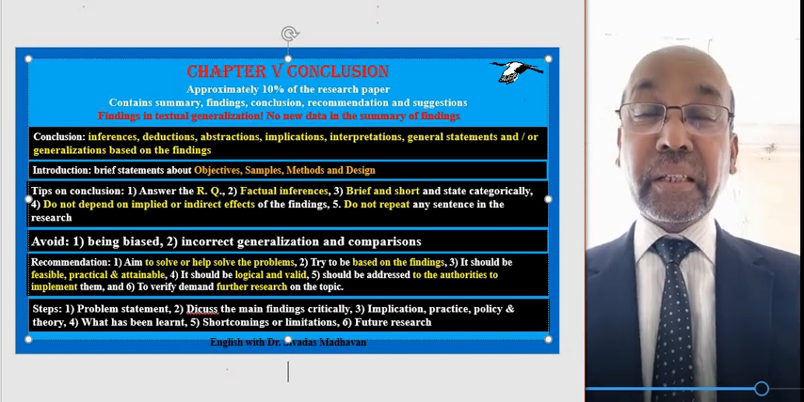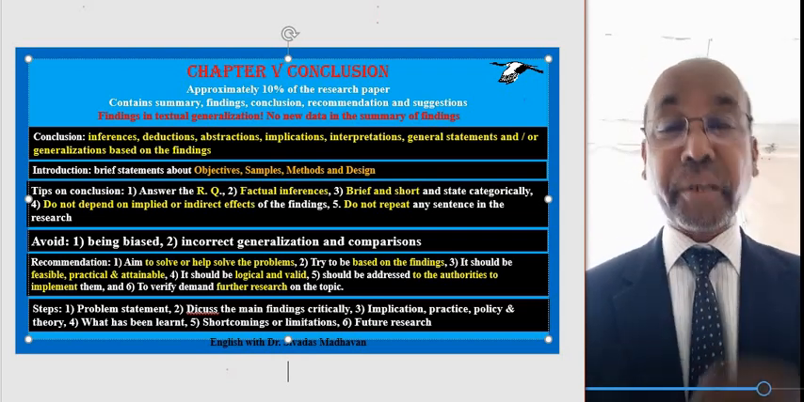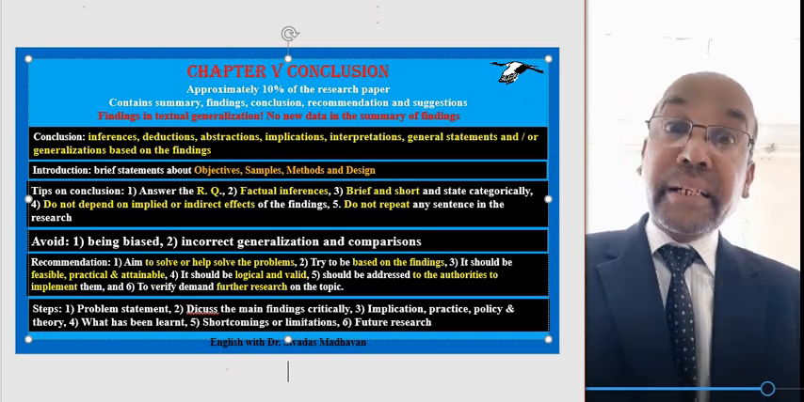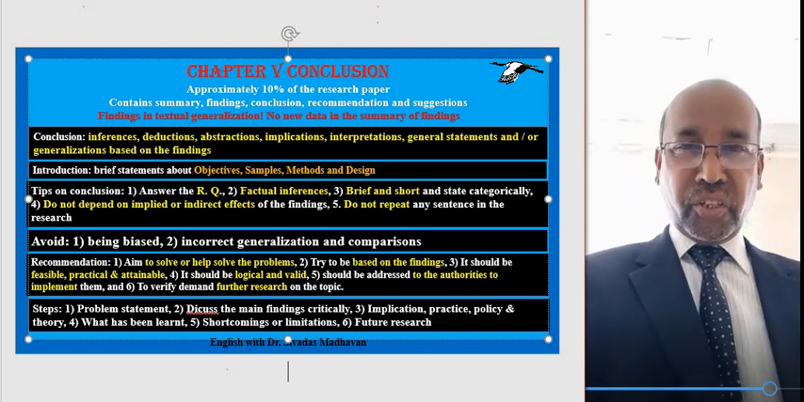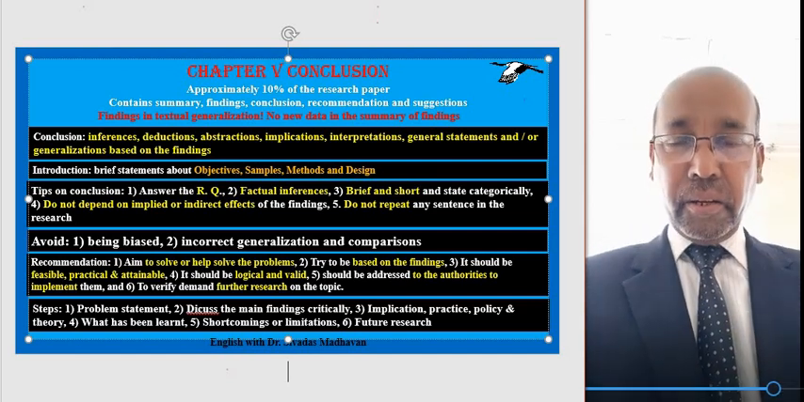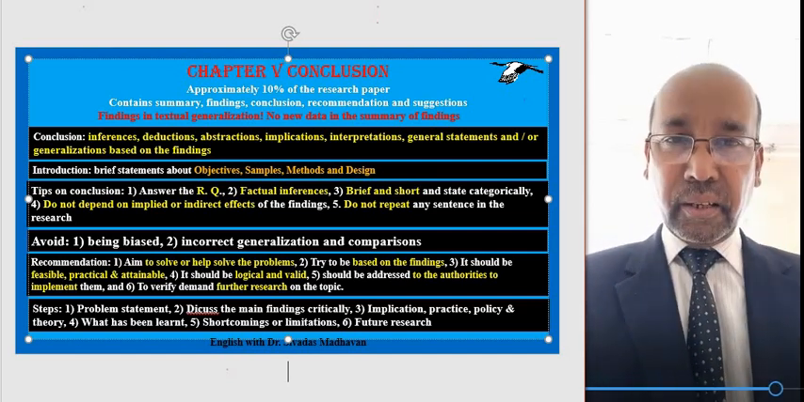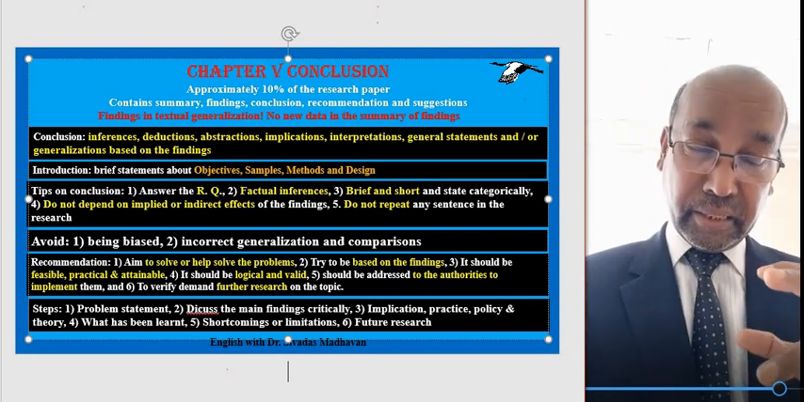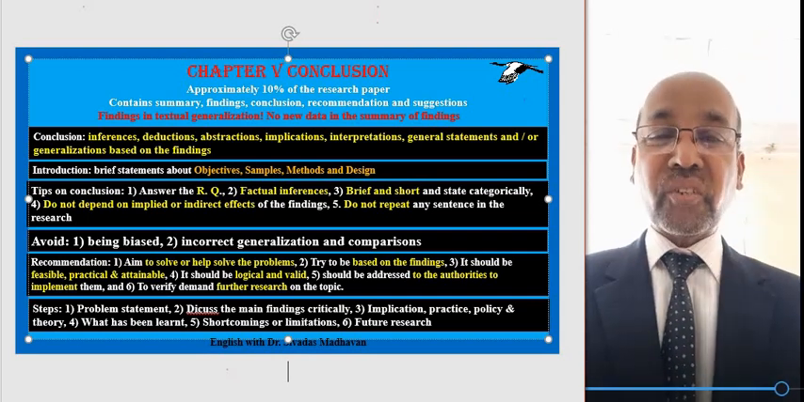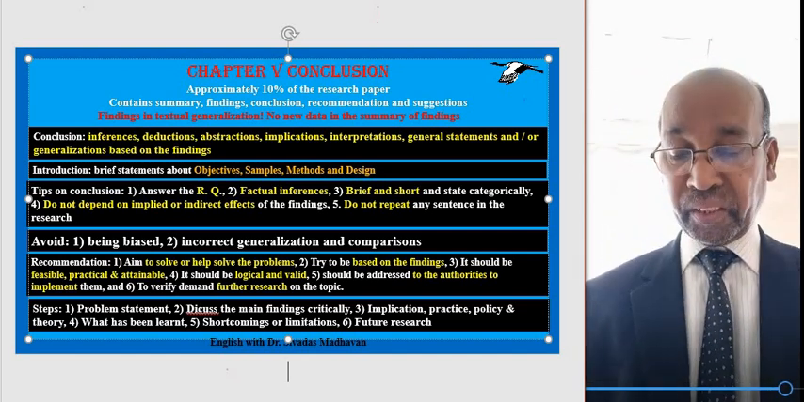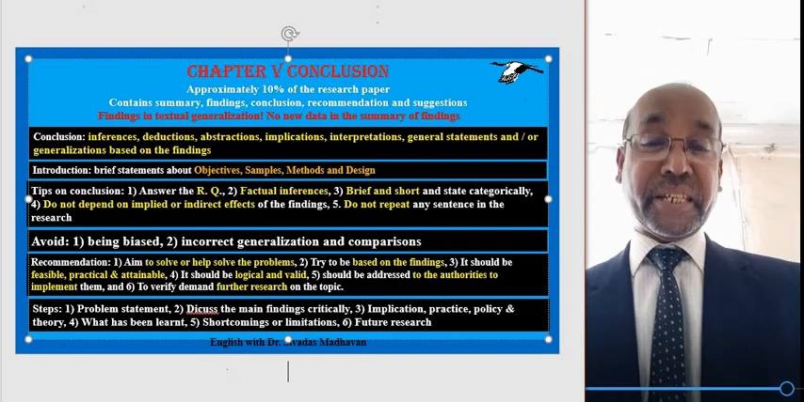And there will be an outline of the contributions. Outline of the contributions means what you have learned from the research, or what you have found out after the research. That is the findings, the contribution. The contribution is what you have already learned by doing the research. That will be there. And then discuss the limitations.